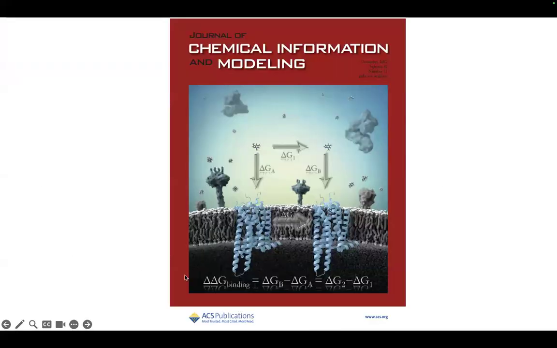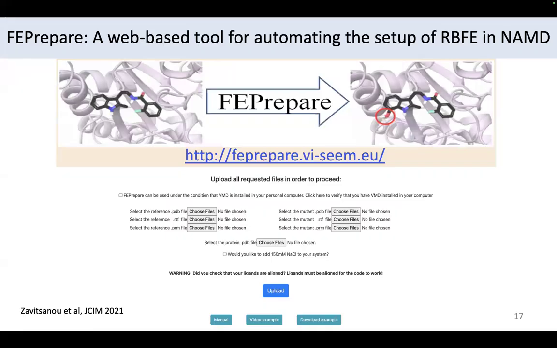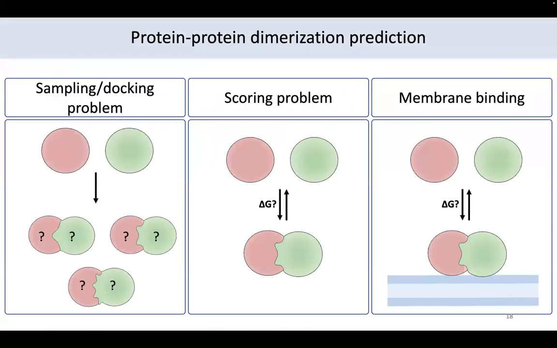Yes, we discussed that. This is a review that we wrote, just in case you want to read it. And also because these tools are very difficult to prepare, we set up also a tool which is online, and it works for relative binding free energy calculations in NAMD. So this is called FEPrepare, and basically you upload the reference ligand and the mutant ligand, and then you upload your files, and then you download the final setup for running this calculation.